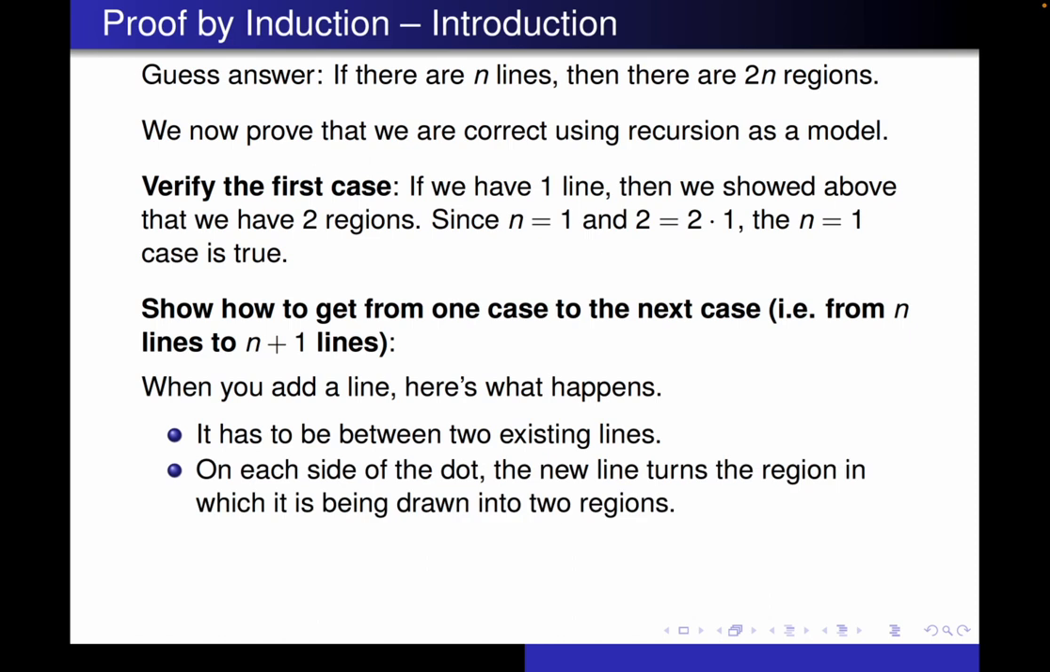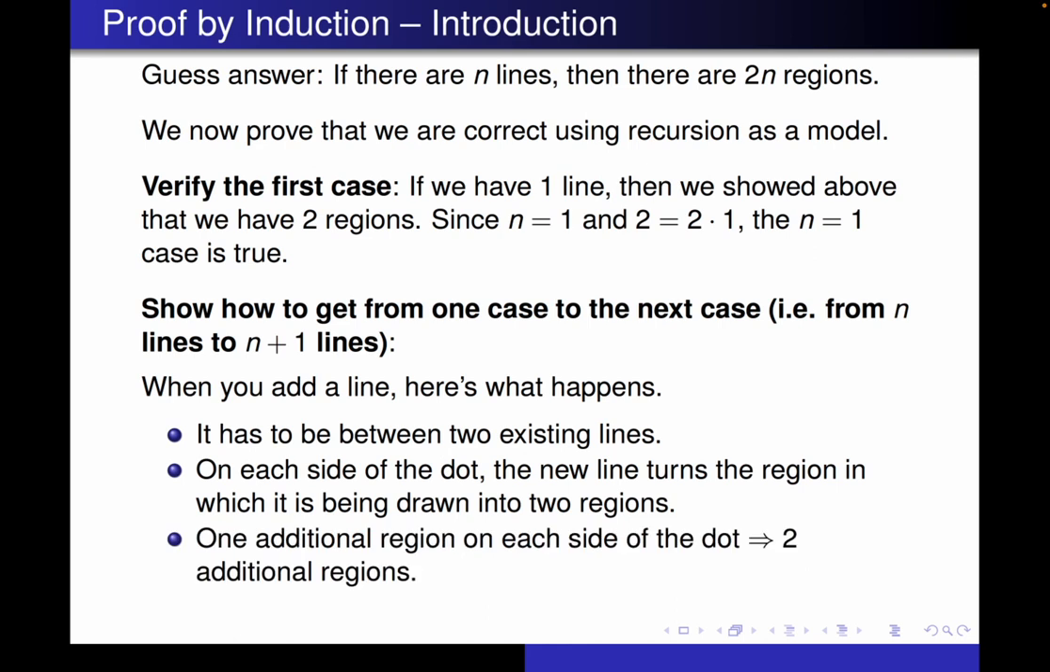Now, on each side of that dot, before you get to the dot, you are going through what used to be one region, but then that line is going to turn that into two regions. And the same on the other side of the dot. Once you pass the dot, you're going to be in between two lines as well, and that single region is also going to turn into two.